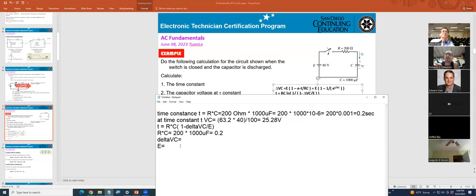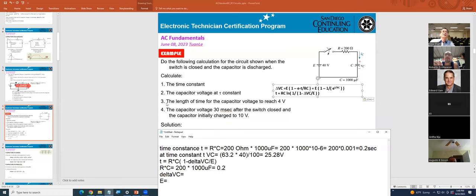Let's see what delta VC equals. Number three: they want the length of time for the capacitor voltage to reach 4 volts. That means when they close the switch and it reaches 4 volts, what does delta VC equal?